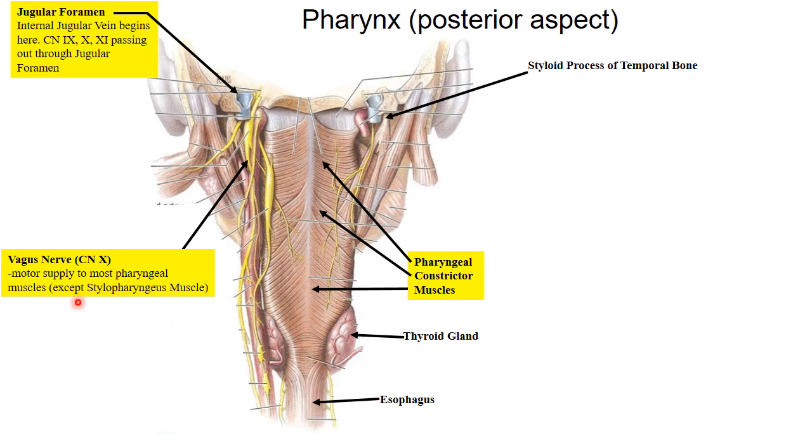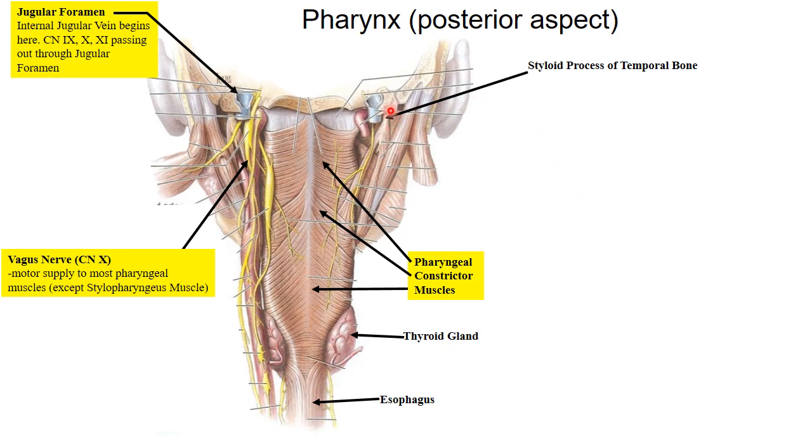Now, there is an exception. The vagus nerve is not motor to one pharyngeal muscle called the stylopharyngeus muscle. That's the only muscle of the pharynx for which vagus is not motor. Let's say it that way. Okay, so vagus is motor to all the pharyngeal muscles except for this guy. Okay. Now we go over here to this side.